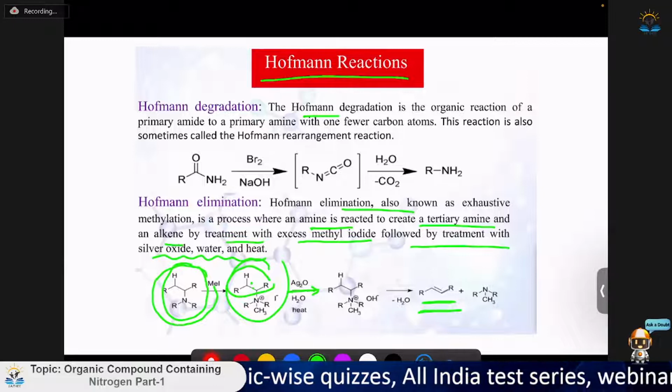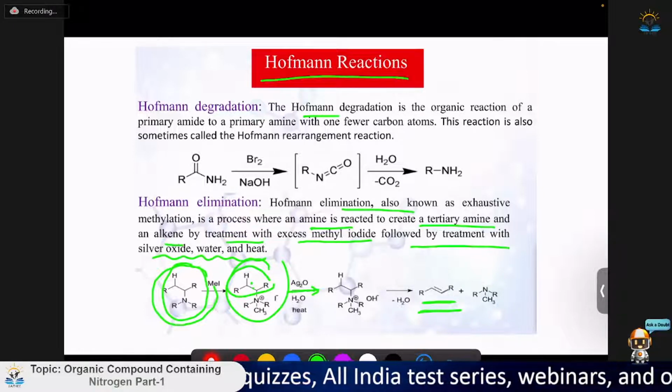So now, what is this? This is the Grignard's reagent.